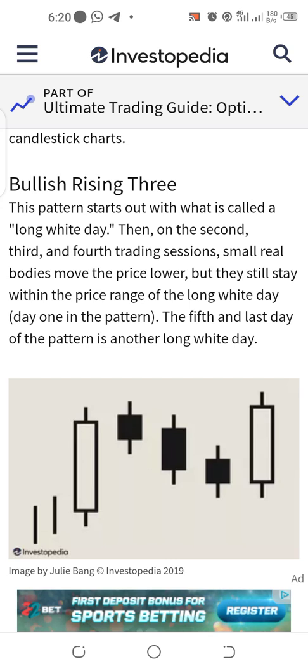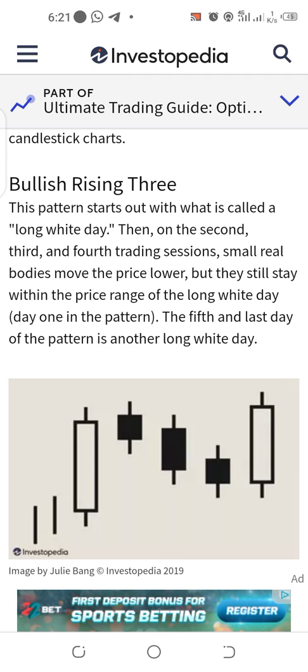Bullish rising three. This pattern starts out with a long white day. Then on the second, third, and fourth trading sessions, small red bodies move the price lower, but they still stay within the price range of the long white body. You see, these three bearish candlesticks that are forming, the white one has covered the three bodies. It signifies a bullish trend.